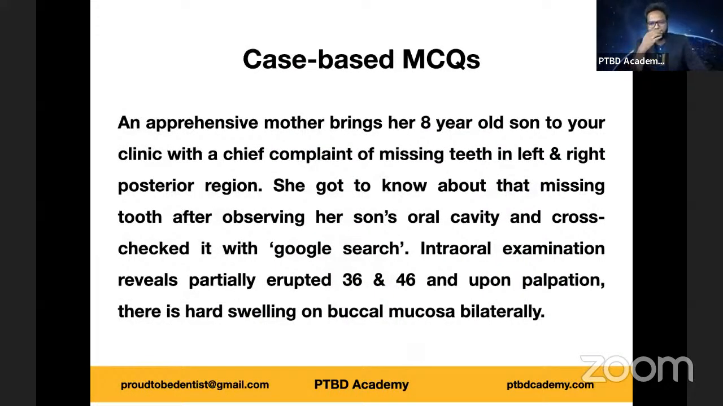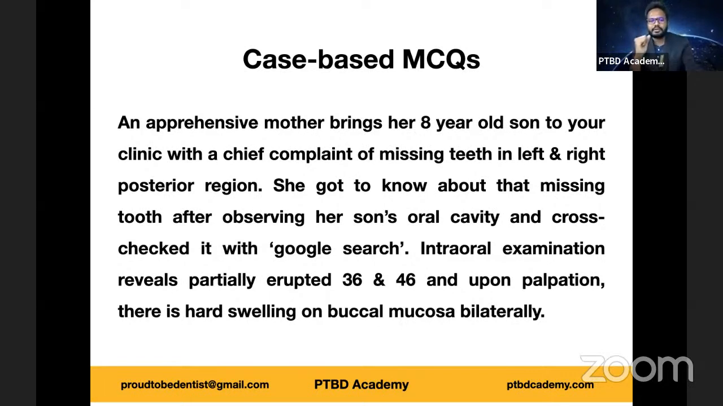So here is today's case or context. An apprehensive mother brings her 8-year-old son to your clinic with the chief complaint of missing teeth in the left and right posterior region of that child. She got to know about the missing tooth or teeth after observing her son's oral cavity and cross-checked it via Google search, because it's the 21st century we are in.